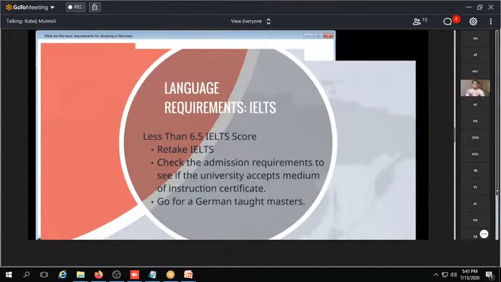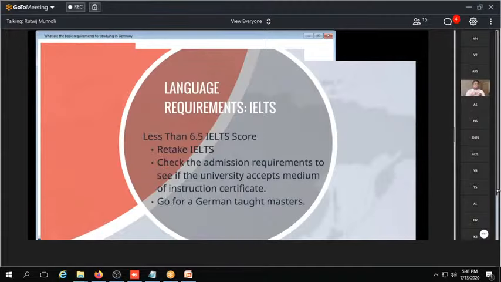A medium of instruction certificate is a document that you can get from your university. You can get this from Solapur University also. It states that your previous degree, meaning our bachelor's, was taught in English only, and this exempts you from IELTS. As for Solapur University, we can obtain this certificate from the university only, as our bachelor's was conducted in English. Just a small note: 70% of German universities do not accept this medium of instruction document.